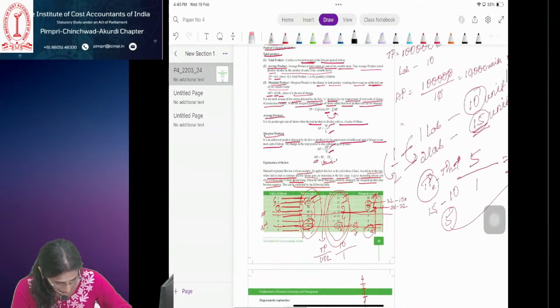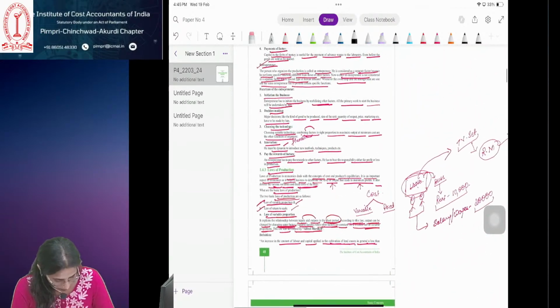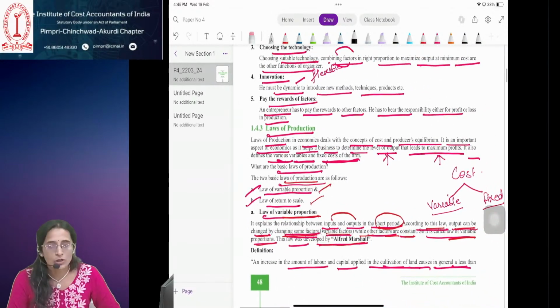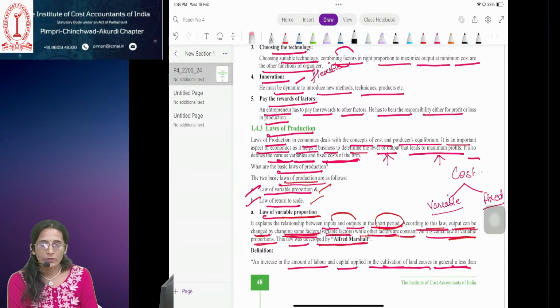Laws of factors of production. Are you able to see the screen? Laws of production. So what we discussed: what is production? Then what are the factors required for the production? Now we are going to discuss the laws of production. So there are two laws. So why are laws of production required? The first basic thing we will be discussing. To decide how much production we need to do, right?